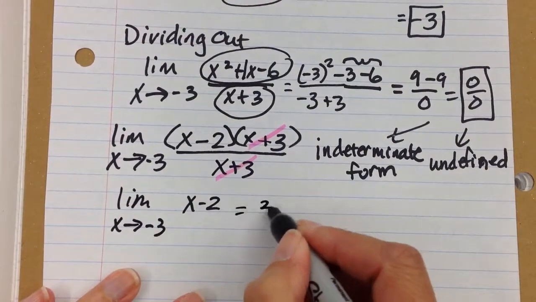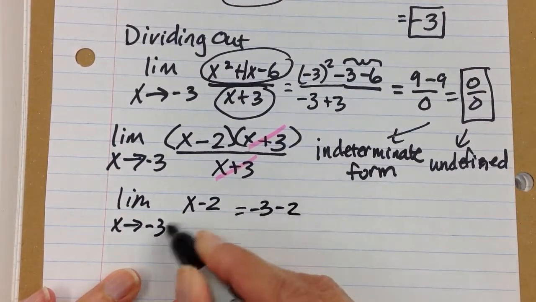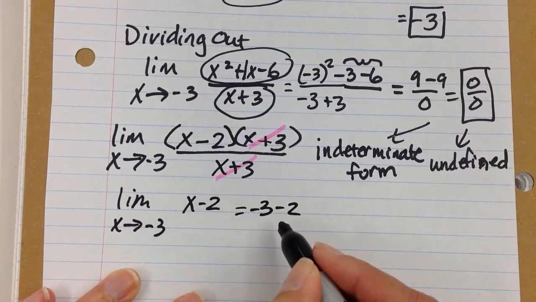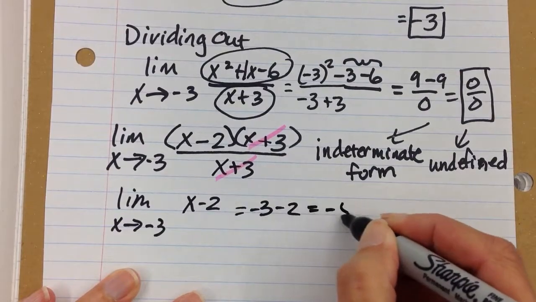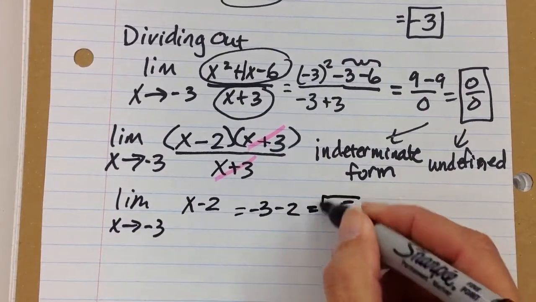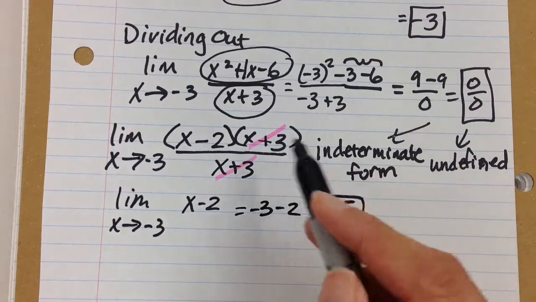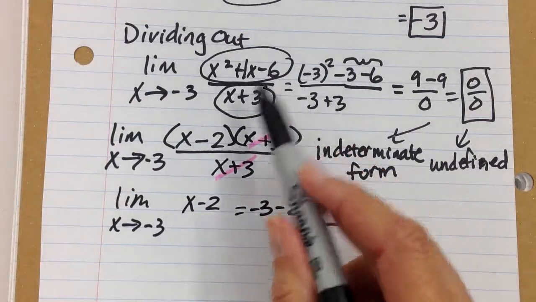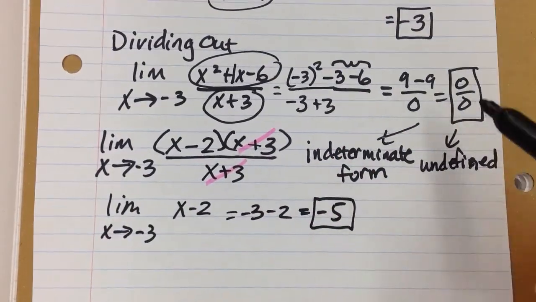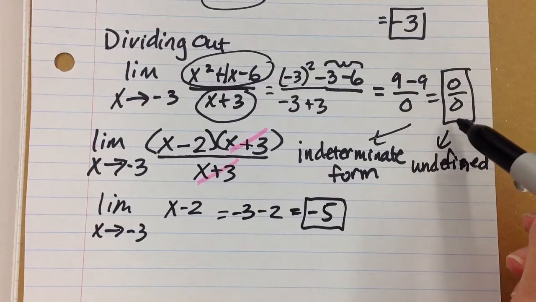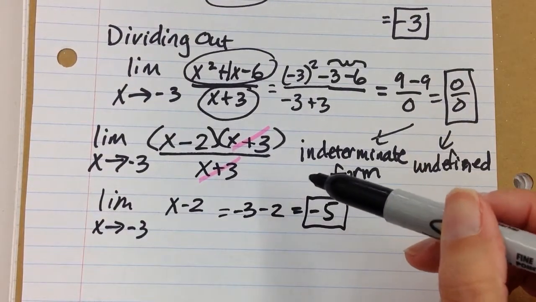We're going to get negative 3 minus 2. So you just plug that in there. All right, negative 3 minus 2 is negative 5. Oh, so this does have a limit. If you factor it out and get one of the factors to cancel, it will no longer be in the indeterminate form, and you'll actually get an answer.